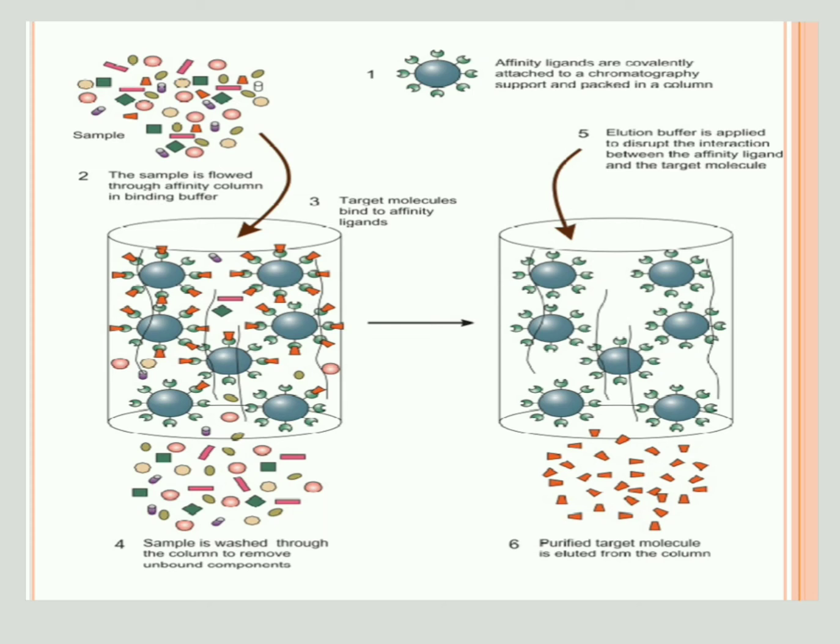Here the sample which we add to the column has the ligands as the stationary phase. The stationary phase having the ligands will bind to the molecules, suppose the protein molecules which are there in the solvent, and those which have more interaction with the solvent will elute first.